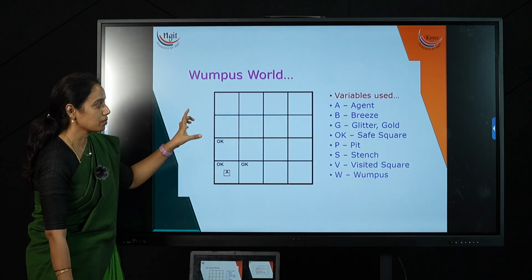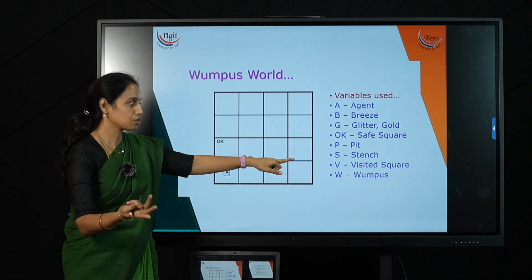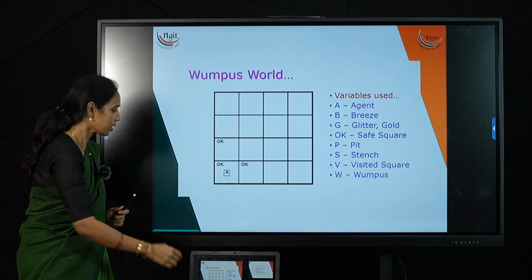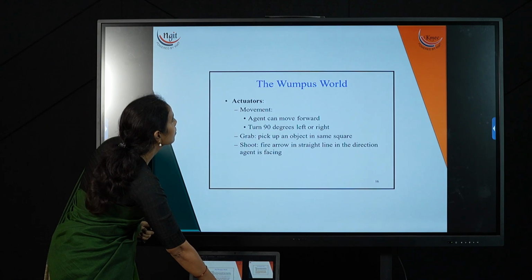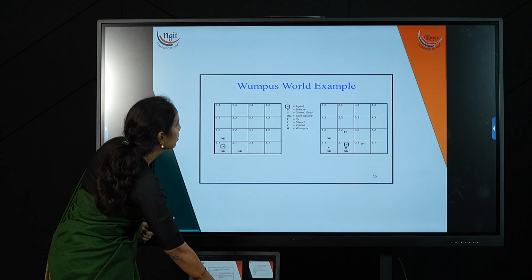Let us see how this will be played. These are the variables: agent, breeze, glitter, pit, stench, that is smell, visited square, and W is the wumpus. Okay, let us start with the performance measures.